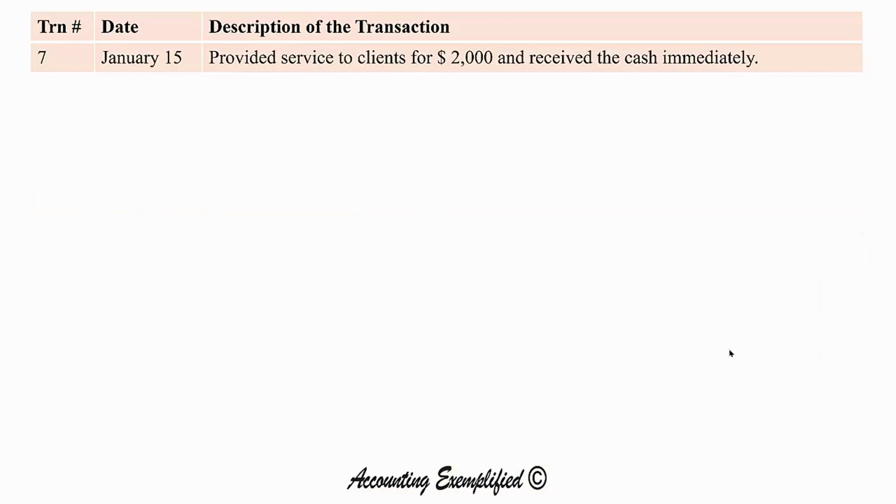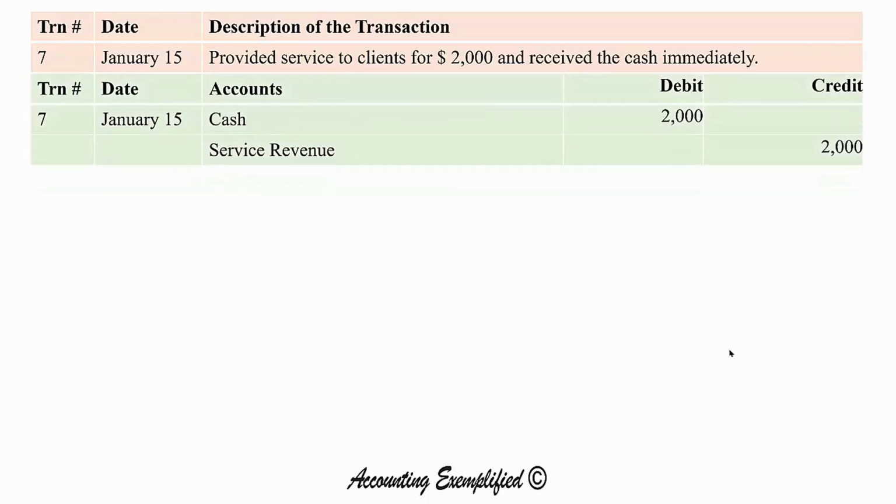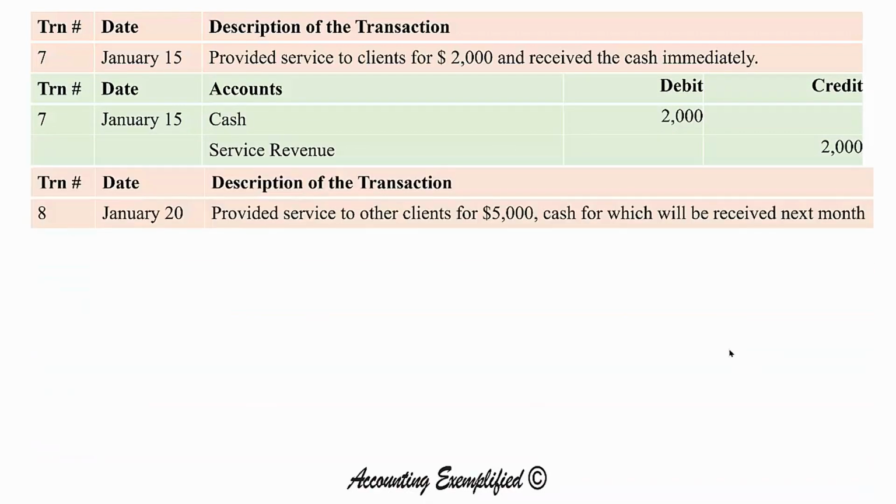January 15, company provided services to client for $2,000 and received cash immediately. So here the company is providing service, therefore it is earning a revenue and it's receiving the cash for that earning. So here we debit cash, 2,000, credit service revenue, 2,000.